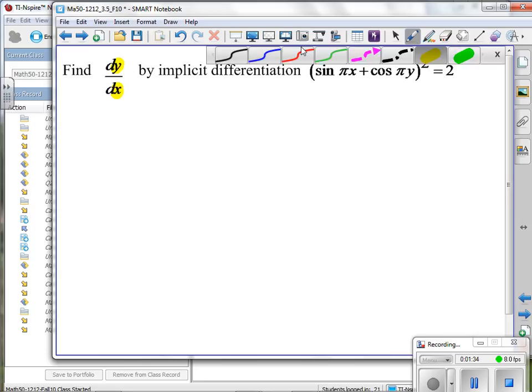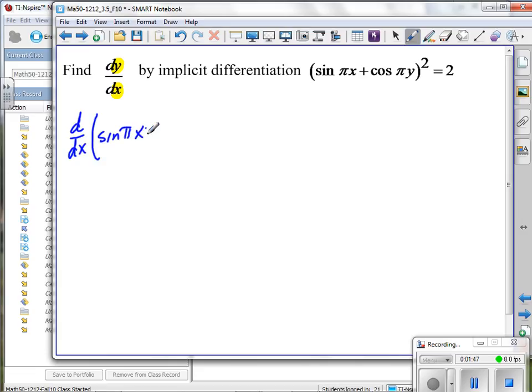So if we're going to look at the implicit differentiation of this, it means we're going to take the derivative with respect to x of the sine of pi x plus the cosine of pi y, that quantity squared, equals, and you know the old rule from Algebra 1, what you do to one side of the equation, you must always do to the other. So we're going to take the derivative of this side. This becomes rather easy, doesn't it? Just 0 on that right-hand side. This side's a little more complicated.